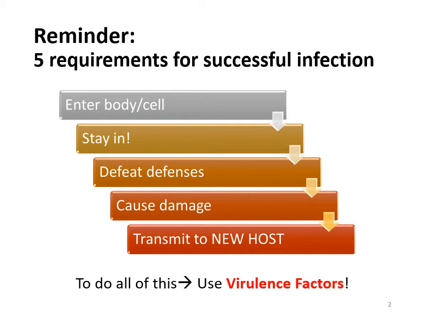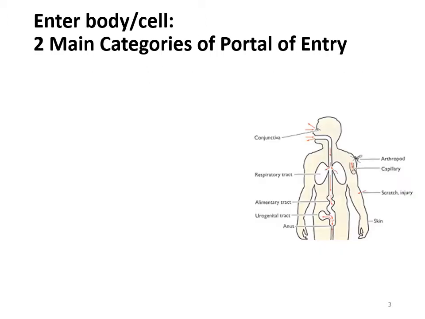We're going to go one by one through these various requirements for successful infection. The first requirement for a microbe to be pathogenic is to be able to enter the body or the cell. There are various ways that they can enter. We call that the portal of entry, meaning where the microbe is actually getting in. A lot of times this portal of entry can also serve as an exit as well.